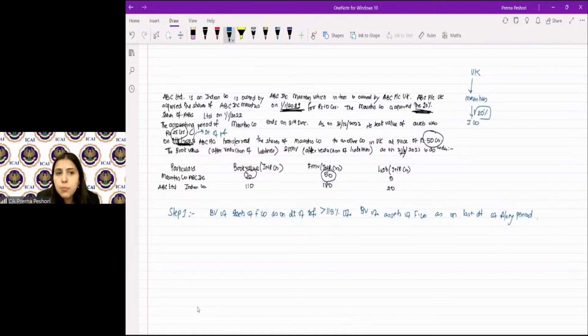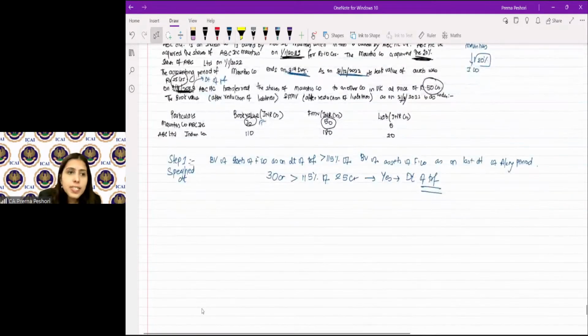So as on this date, what is the book value of my assets? 30 crore. Right? The Mauritius company's book value is 30 crores. Whether this is greater than 115% of the book value of the assets of the Mauritius company as on the last day of the accounting year. The accounting year ends on 31st December. As on 31st December, what is the value? 25 crores. So 115% of 25 crores comes to 29 crores. This is 30 crores. So the answer is yes. So we take the date of transfer as the specified date.